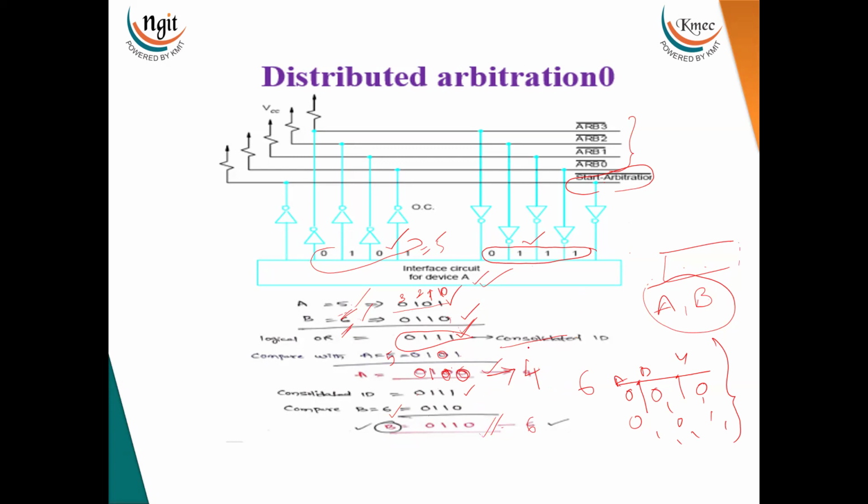Now this is the distributed or decentralized arbitration scheme. Decentralized arbitration has the advantage of offering higher reliability because operation of the bus is not dependent on any single device. So now this is the procedure for the distributed arbitration and also centralized arbitration. Now the distributed arbitration is more reliable. So with this we finish the bus arbitration methods.